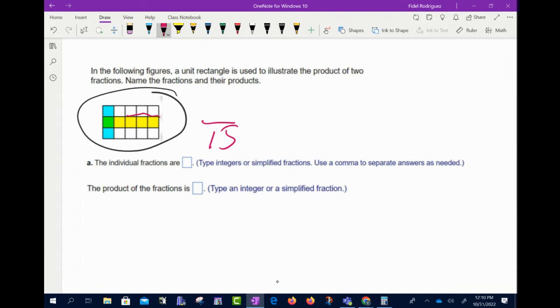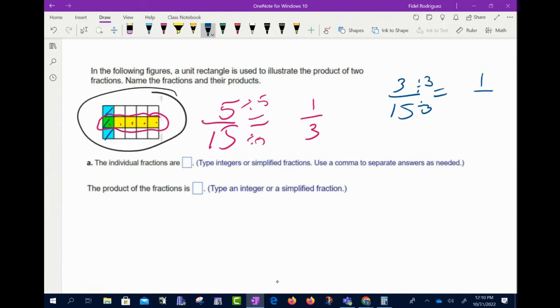So how many yellow pieces do we have? I have 1, 2, 3, 4, 5. So 5 yellow pieces. Okay, y'all, I can reduce this fraction. If I reduce that fraction, we can divide them both by 5. And that's going to give me 1/3. Okay, and then we have another fraction. We have 1, 2, 3. So we have 3 out of the 15. I can reduce that fraction by dividing them both by 3. And that gives me 1/5.